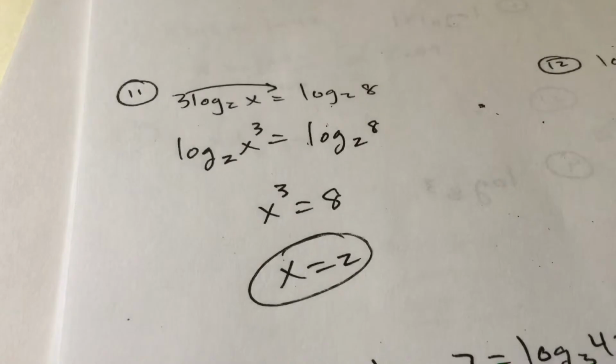Number 11 here, that 3 comes up as an exponent. Log base 2 of x to the third equals log base 2 of 8. X to the third equals 8. X is 2.